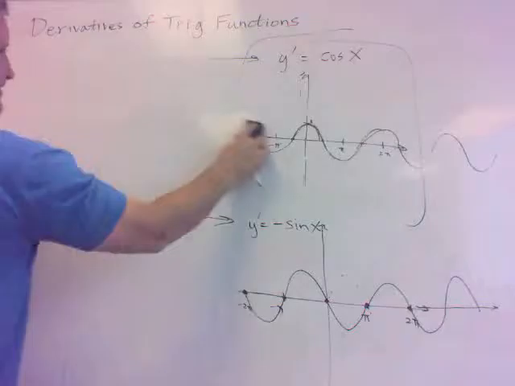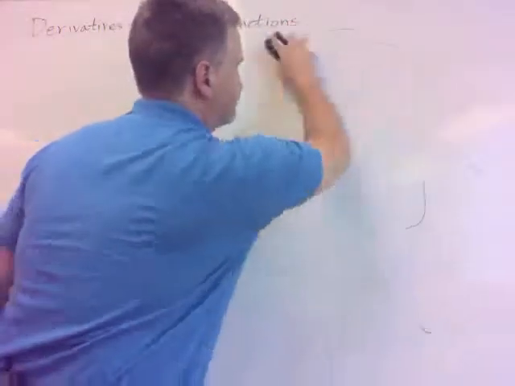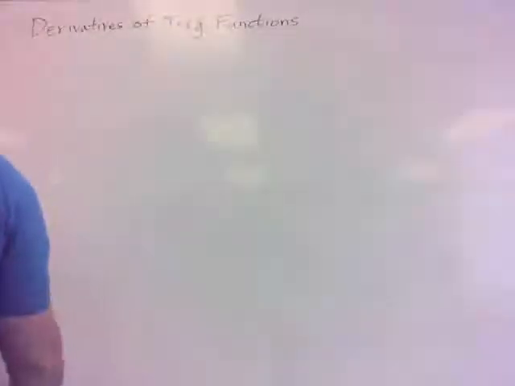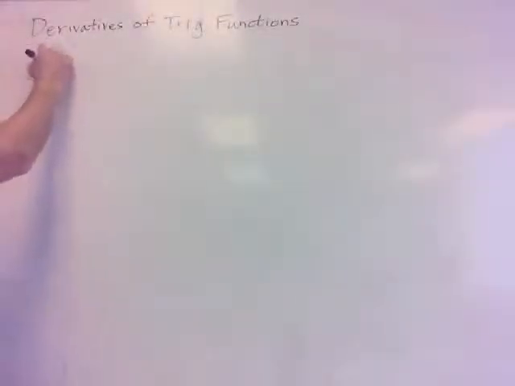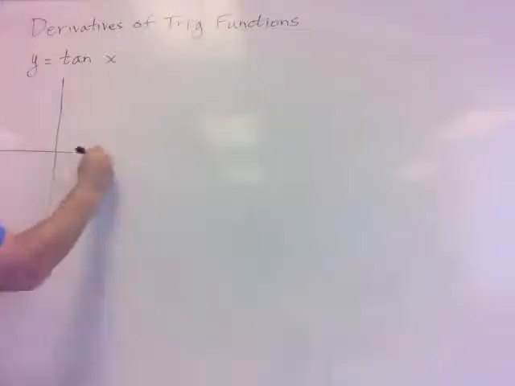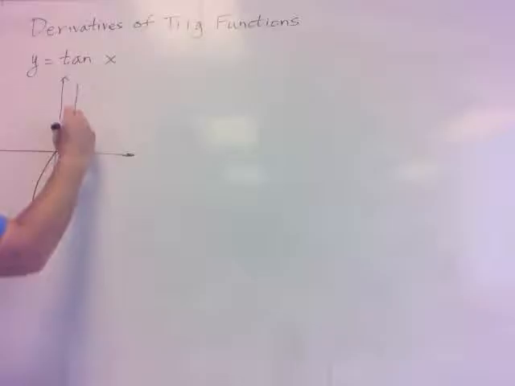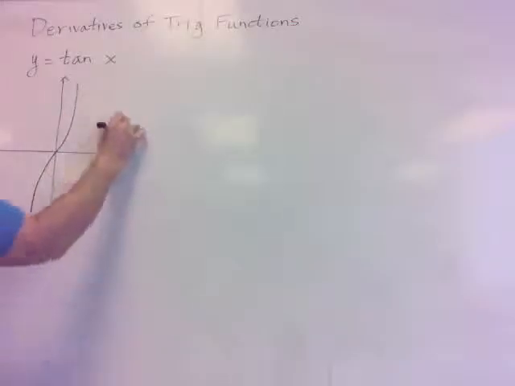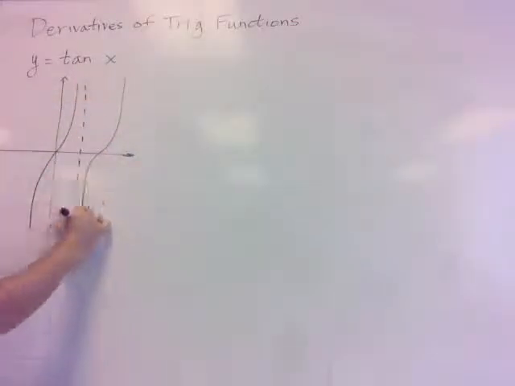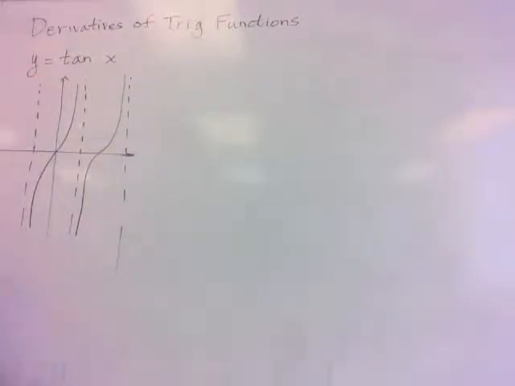Now let's go ahead and do tangent, reviewing our graphs of trig functions. What about the tangent? Well, tangents, those kind of little curvy things. Then we have the asymptotes. Remember that?